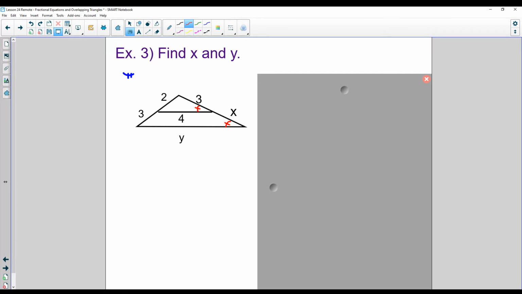Example 3, find x and y. So let's talk about this. These are called overlapping triangles.